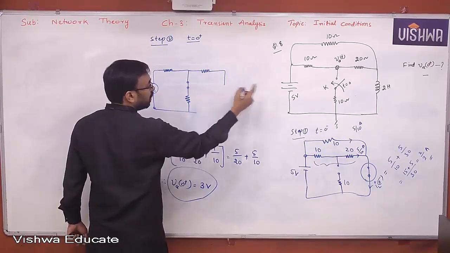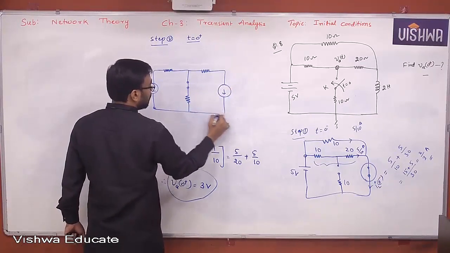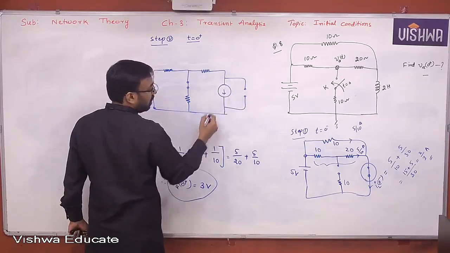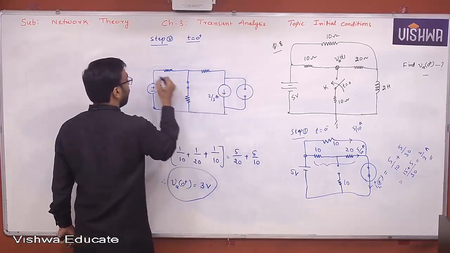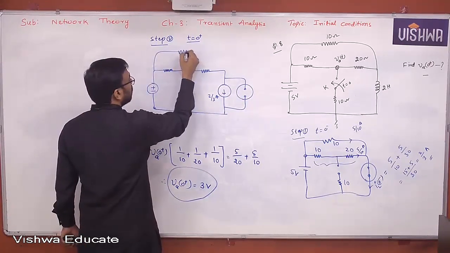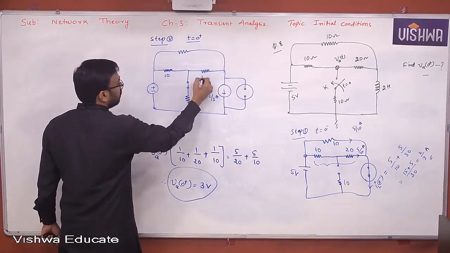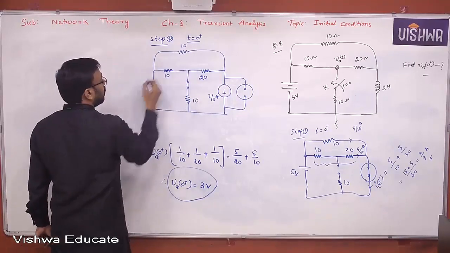What is that? You have an inductor. The inductor is replaced by what? An equivalent current source with a parallel inductor model. Yes or no? This is 2 by 3 ampere. This is an inductor physically available. There is an equivalent model. 10, 10, sorry, 20. This is 10. This is also 10. Now this is 5 volts.